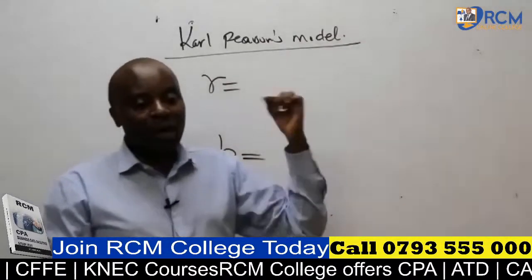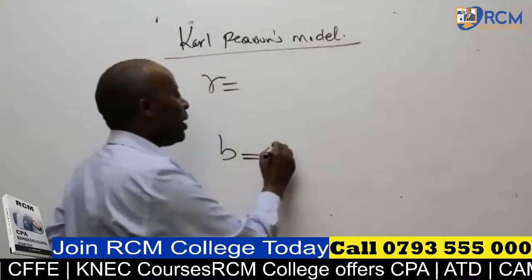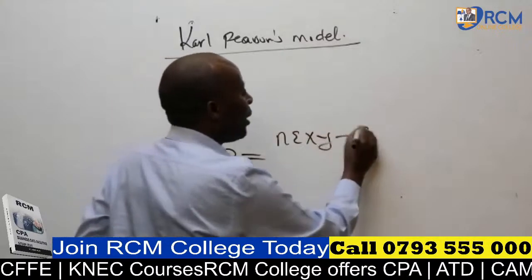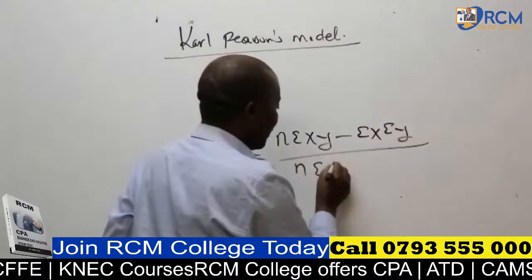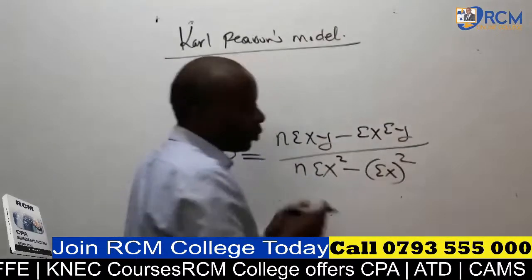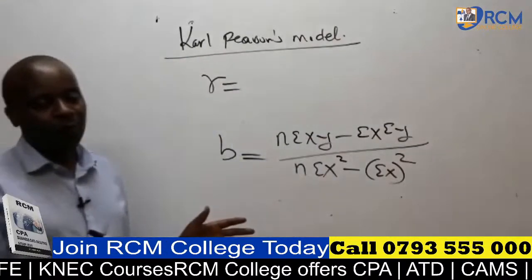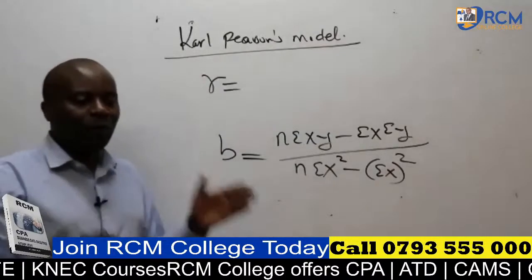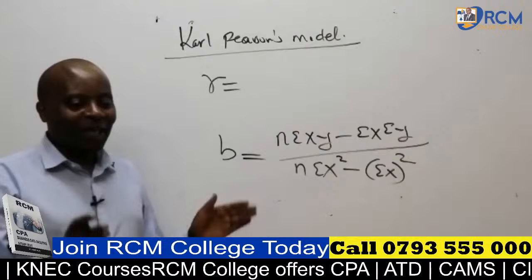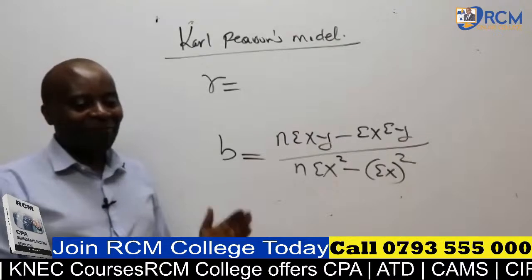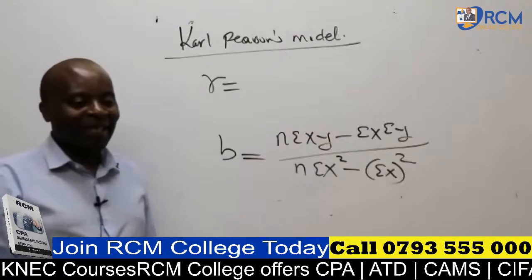And B is something I will never forget. I know that B equals n summation of xy minus sum of x, sum of y, all over n summation of x squared minus bracket sum of x, squared. You have to cram this the way I've crammed it myself. That is the formula of getting B.